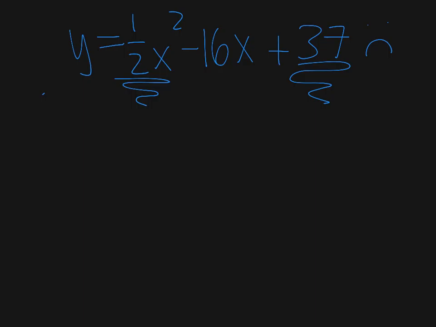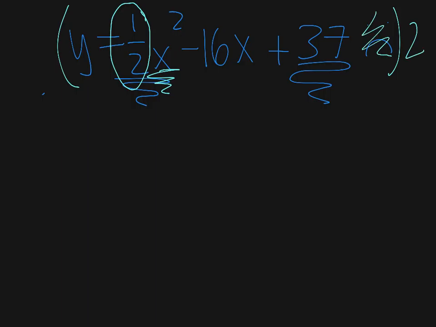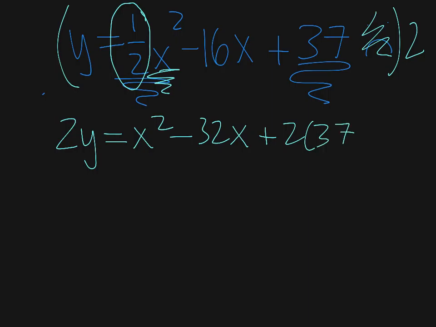The first thing we have to do for any equation where we're trying to complete the square is make sure that x squared, or whatever is squared, is by itself and has a coefficient of 1. In order to do that, we have to get rid of this 1/2 here, so we multiply everything by 2. Then we get 2y equals x squared minus 32x plus 2 times 37.